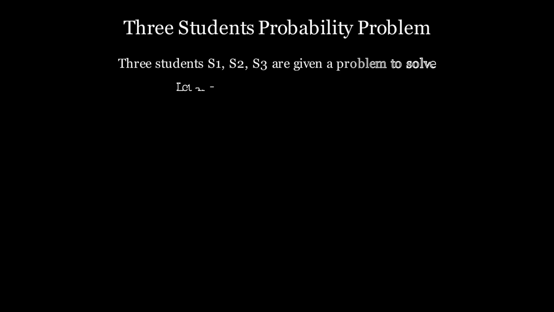Three students probability problem. Three students, S1, S2, and S3, are given a problem to solve. Let Ai equal student Si can solve the problem. We are given the following events.